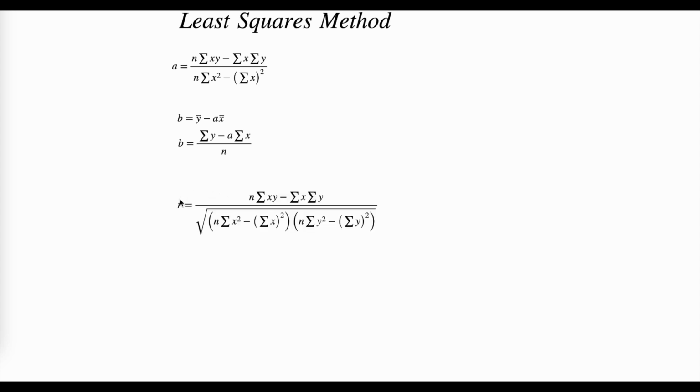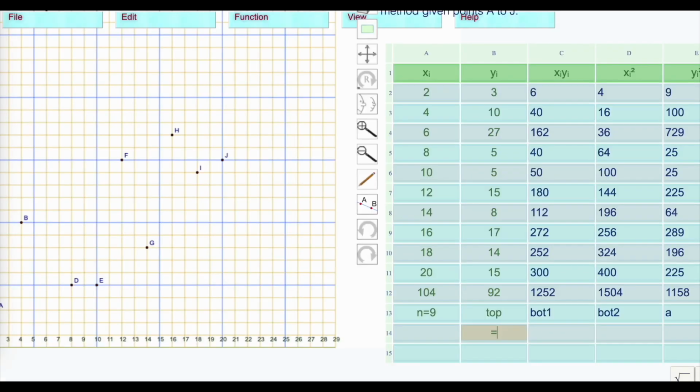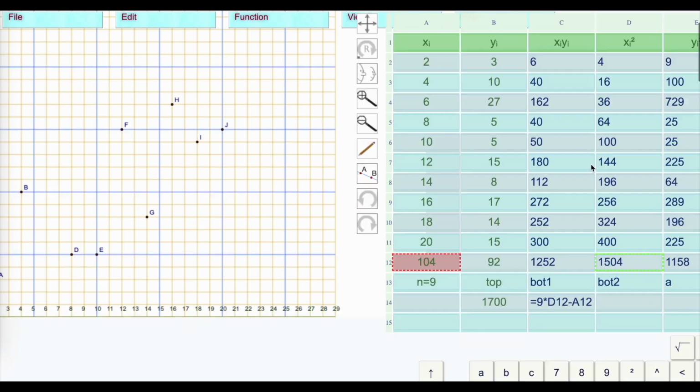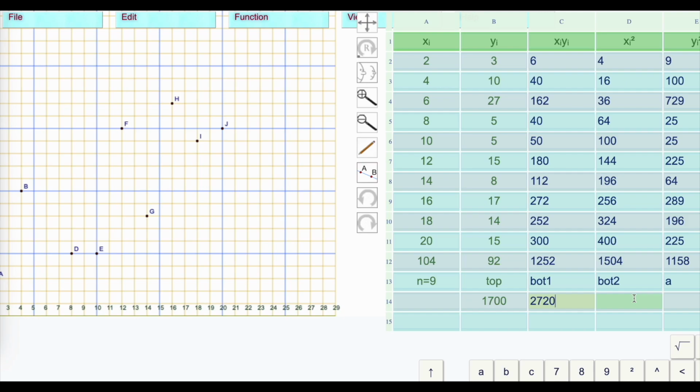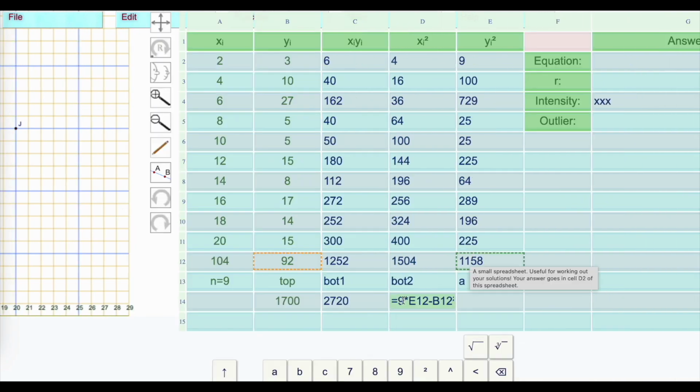For R, the correlation coefficient, it's the same top that we have up here, divided by the square root of the same bottom, then that bottom again, but in terms of the Y. N times the sum of all the Y squareds, take away the sum of all the Y's squared. The top is N, 9, times the sum of all the X, Y's, take away the sum of all the X's times the sum of all the Y's. The bottom 1 is N, 9, times the sum of all the X squareds, take away the sum of all the X's squared. And then I can fill that out to get the bottom 2. It's 9 times the sum of all the Y squareds, take away the sum of all the Y's squared.